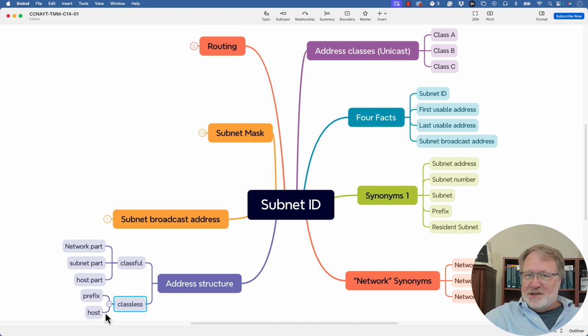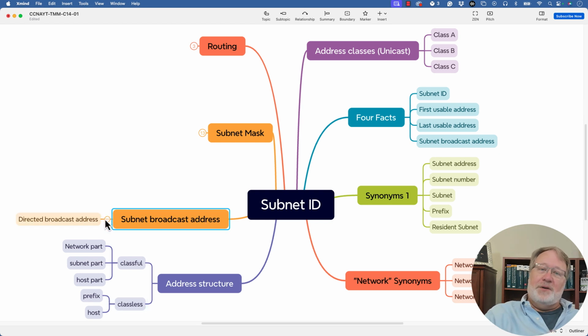Then just as a brief aside, we had this subnet broadcast address with a synonym for that. So I put that in there, the directed broadcast address. And honestly, sitting here, I don't remember if I actually used that in the video. So if you're like, hey, you didn't use that, well, maybe I didn't. So sorry about that. Then the subnet mask, we talked about that a lot, right?